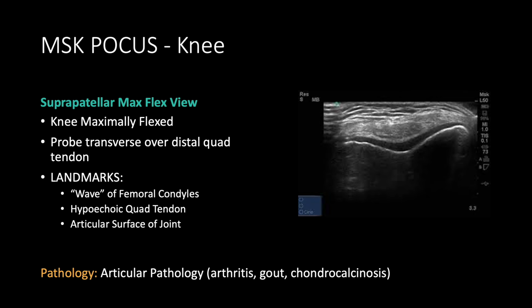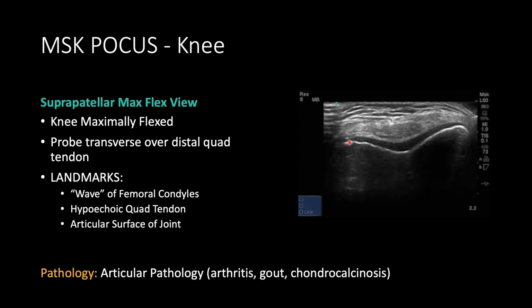Another view that I sometimes like looking at is called the suprapatellar max flex view. For this view, you want the patient to be supine with their knee maximally flexed, so their heel is pulled up against their butt with their knee up in the air, and you're placing the probe transverse over the distal quad tendon. And what you see here is this sort of wave pattern of the femoral condyles. You've got a hyperechoic quad tendon right here up at the top of the screen, and then you've got this sort of anechoic area which is representing the articular surface of the joint.